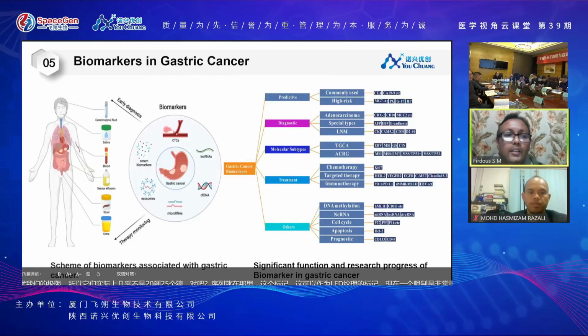So here you can see the biomarkers. Apart from that, predictive biomarkers are there, which are being commonly used. High risk biomarkers in case of the high risk, and in case of the molecular subtypes are there. Treatment-based biomarkers are there. Mostly they are tyrosine kinase receptors, as well as the apoptotic ligands, and the others like DNA methylations and certain apoptotic or anti-apoptotic proteins can be detected as markers.